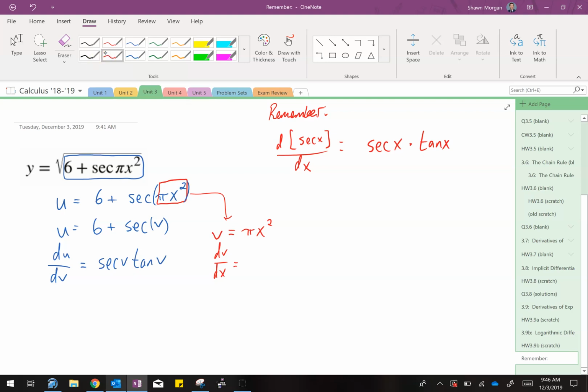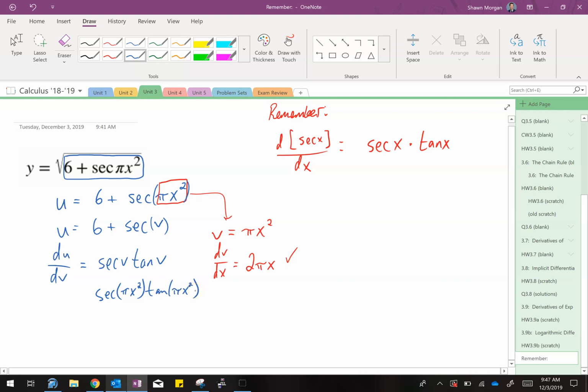What's dv/dx in red? 2πx. Okay. So with that, we like dv/dx because now it's in terms of x. Let's go ahead and back substitute in blue. What was v the same thing as? Instead of secant v, it's secant, look for what v is. πx squared. So secant πx squared, tangent πx squared.